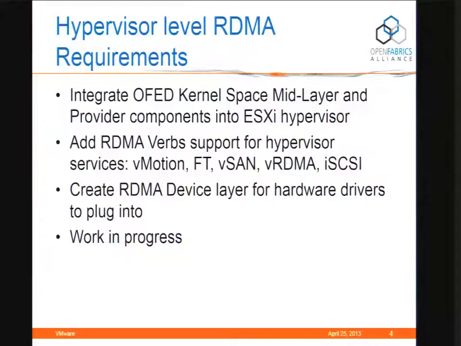So in order to make use of RDMA at the hypervisor level for more services, including FT, vSAN, iSCSI, NFS, and so on, we need an OFED-like RDMA stack in the VMkernel. In the OFED architecture, there are what's called mid-layer and provider components. And then we need to add RDMA verb support in the form of an API.